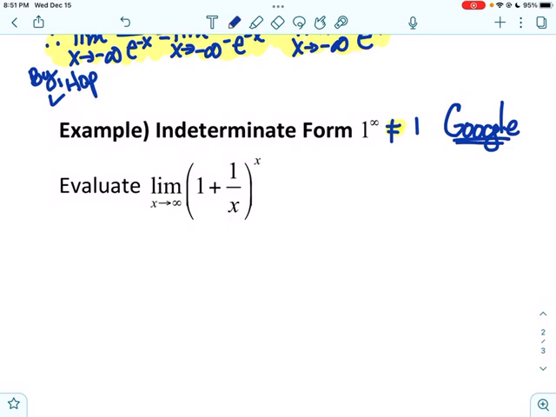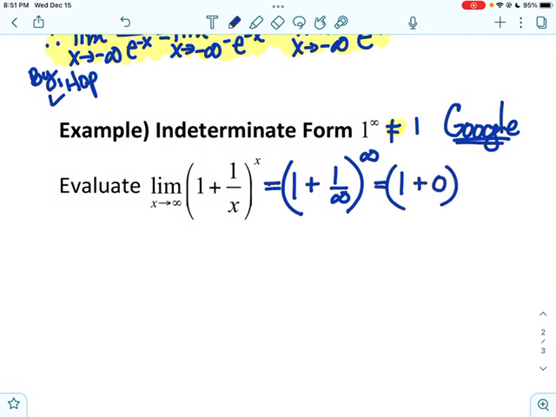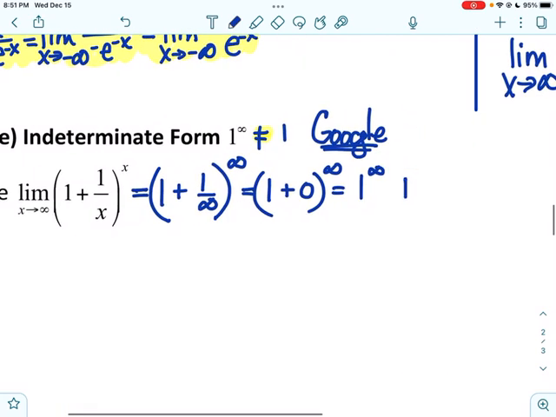So here's where we're going to handle this. If you notice, if you put infinity in here, you're going to get 1 plus 1 over infinity to the infinite power. And that's going to leave you with 1 plus 0 to the infinite power, which is 1 to the infinite power. So this is an indeterminate form. So this is where we have to start.